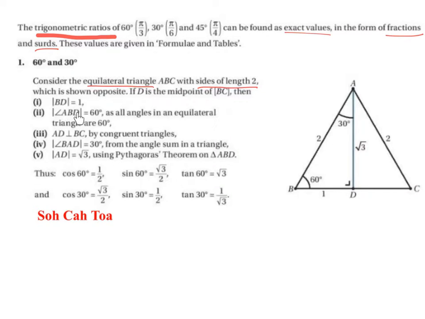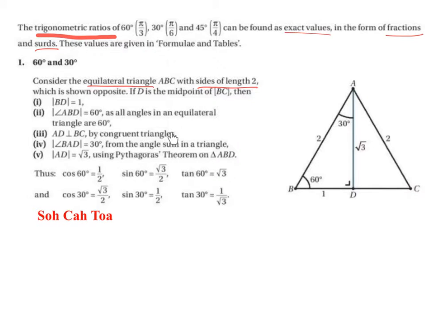The angle ABD is going to be 60 degrees, as all angles in an equilateral triangle are 60 degrees. So 180 divided by 3 is 60, so we've got 60, 60, and 60. AD is perpendicular to BC.